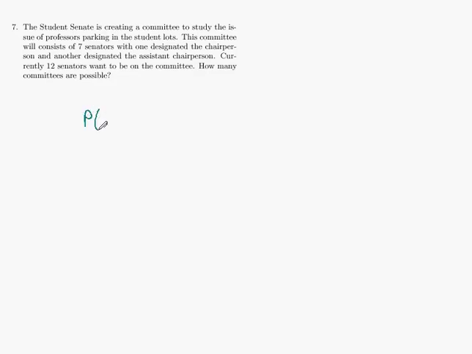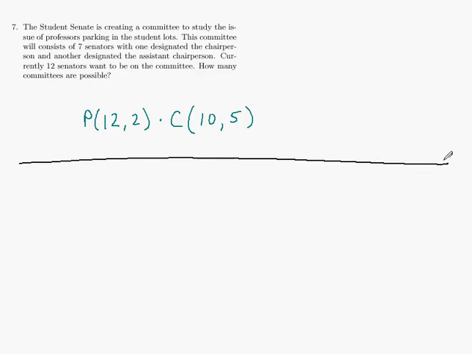So since we're dealing with titles for 2 of the people, permutation 12 choose 2, we'll pick the 2 senators that are going to have the different titles. Permutation means order is important. The remaining 5 senators, we don't care about them. They're just, in essence, general senators. They don't have titles, so it's a combination. We have 10 people left to pick, and we need 5. Now, that is one way of looking at the problem.